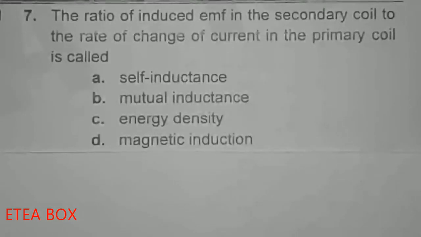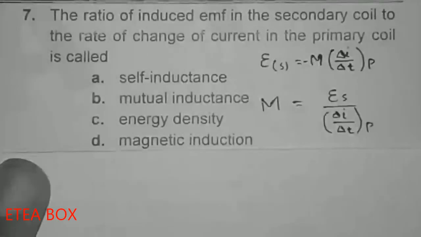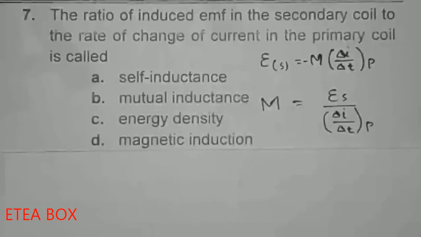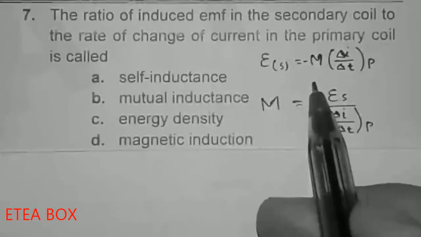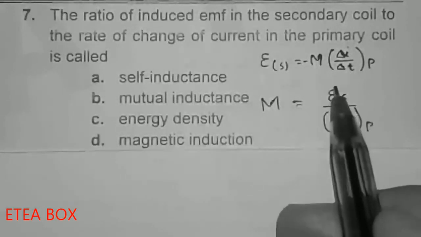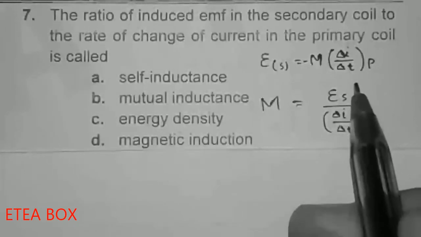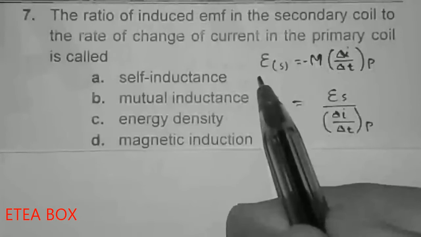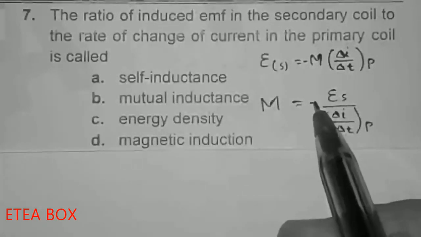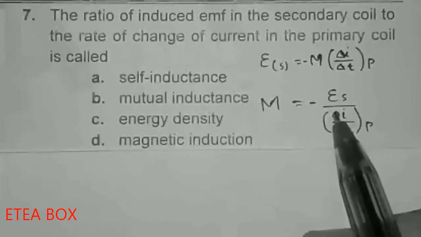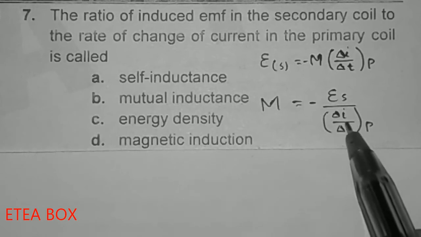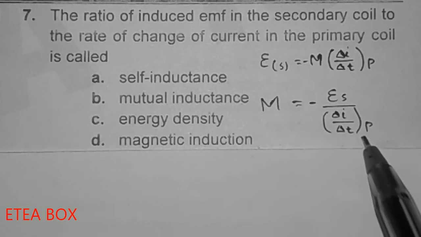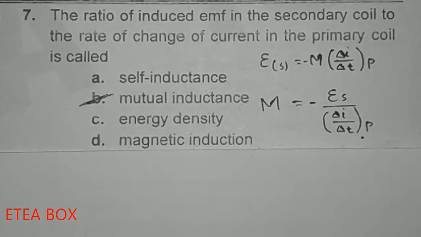The ratio of induced EMF in the secondary coil to the rate of change of current in the primary coil is called. We know that EMF in the secondary coil is equal to mutual inductance and the rate of change of current in the primary coil. Now look here. When we bring this into division, the mutual inductance will be EMF in the secondary coil to the rate of change of current in the primary coil. So here option B is correct.